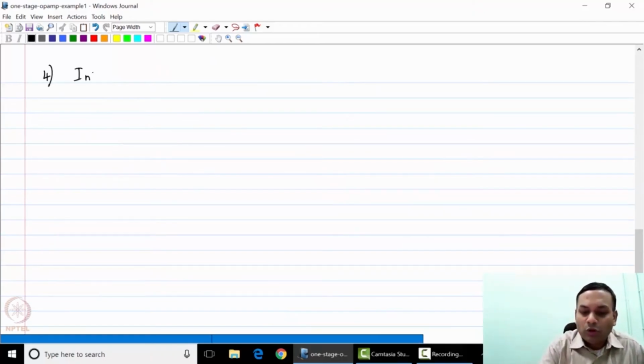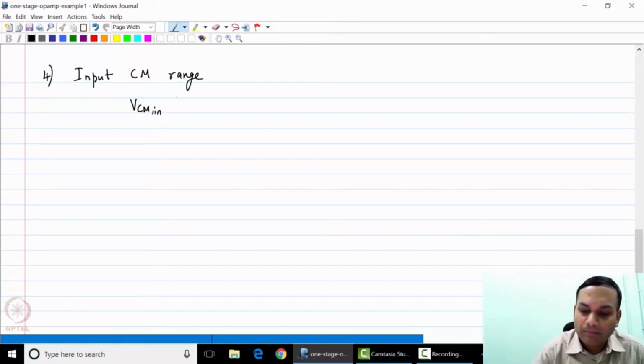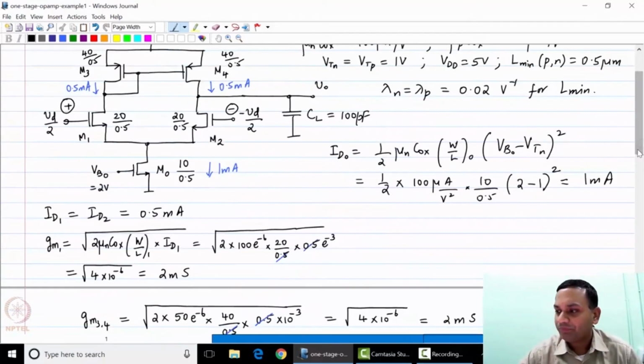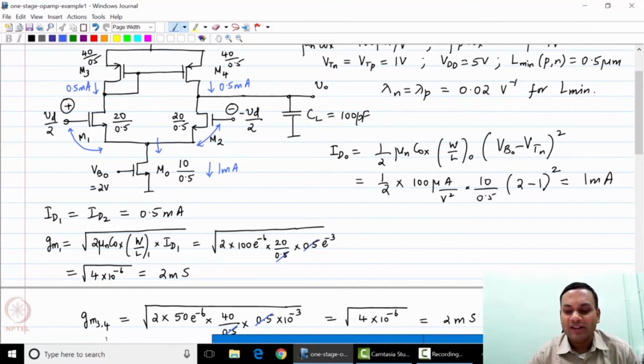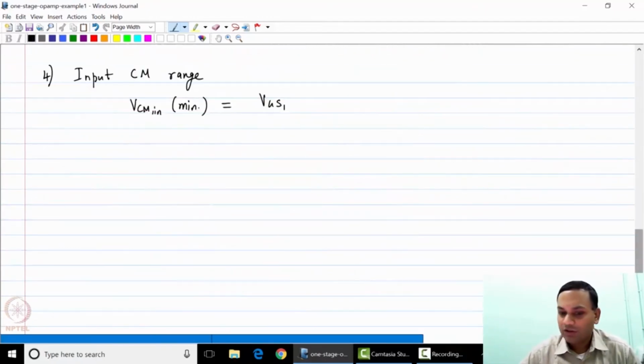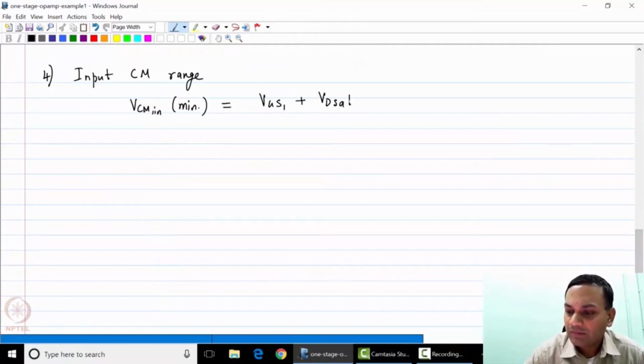Next, we will write down the input common mode range. So the minimum value of the input common mode is nothing but VGS1. Quick reminder: as you keep decreasing the input common mode, M1 continues to have VGS1 across its gate source, and the same with M2, and the voltage at the common source node keeps falling, and finally M0 is at the edge of triode, and therefore the input common mode level at that point should be VGS1 plus VDSAT0.